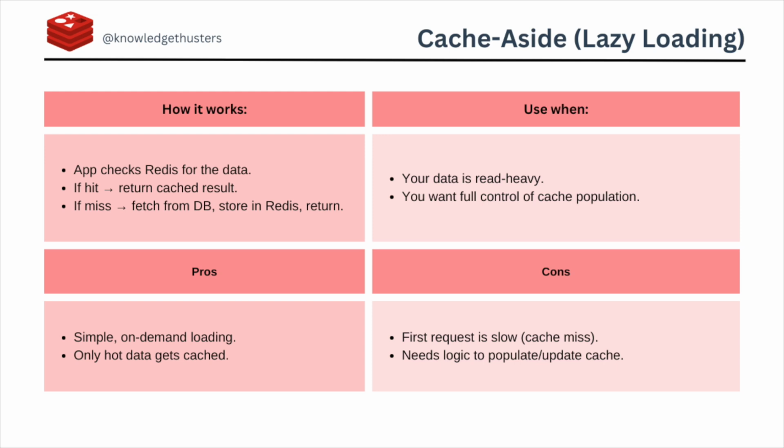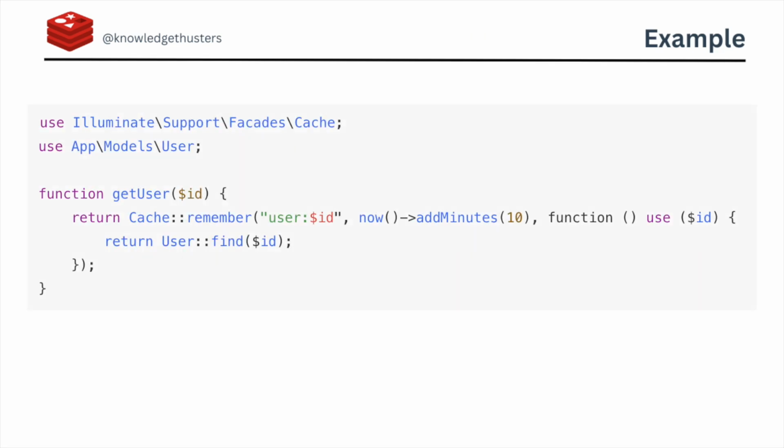The pro of this is that it is on-demand loading, so mostly this strategy is used. The con is that if the cache is not there and the data is large, it will take some time the first time to cache that data. As an example, let's say we have a getUser function. Here the cache is checked first for that particular user ID. If it is not there, then it fetches from the DB, that is User.find.